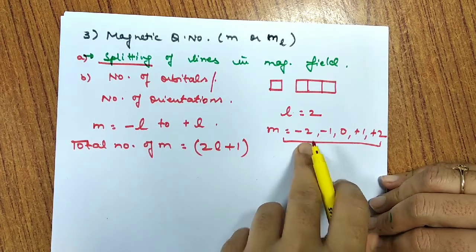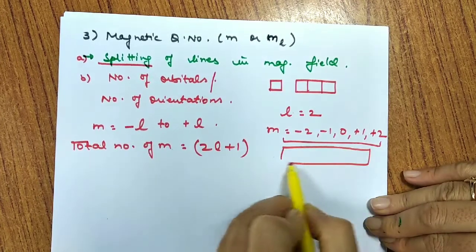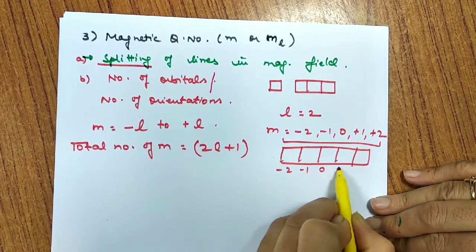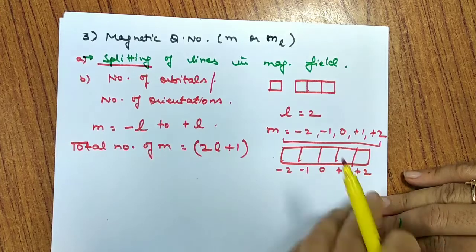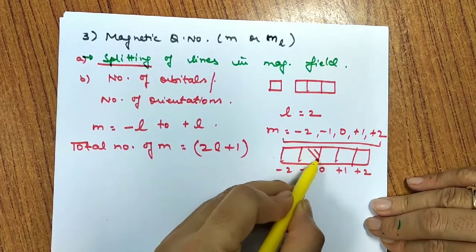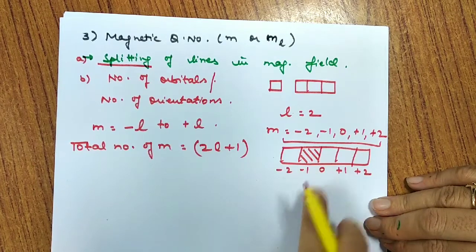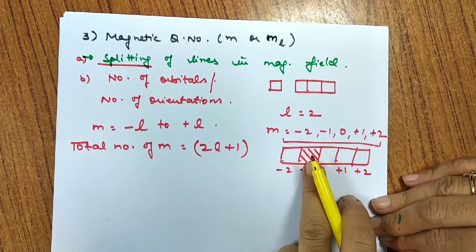So D has 5 orbitals. And what are these values for these 5 orbitals? Minus 2 for this block, minus 1, 0, plus 1 and plus 2. Now suppose an electron is present in this orbital. I can just write M is equal to minus 1 and we come to know that the electron lies in this orbital.